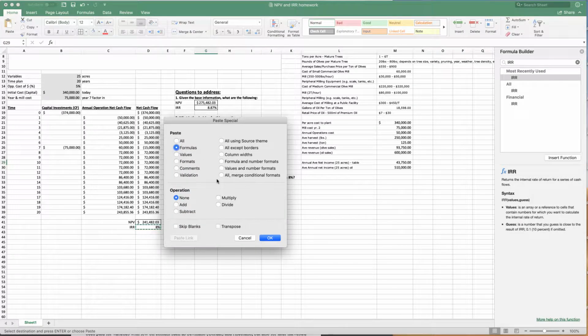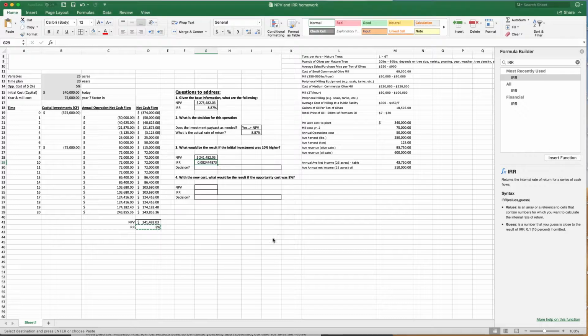If you do paste, it will try to move the formula over there and it'll just give you a bad answer. So you got to do paste special. I'm going to expand those decimals out. Yes, we earn a little bit less, but what's our decision? Still a good investment. Based on our values, it's still a good investment.